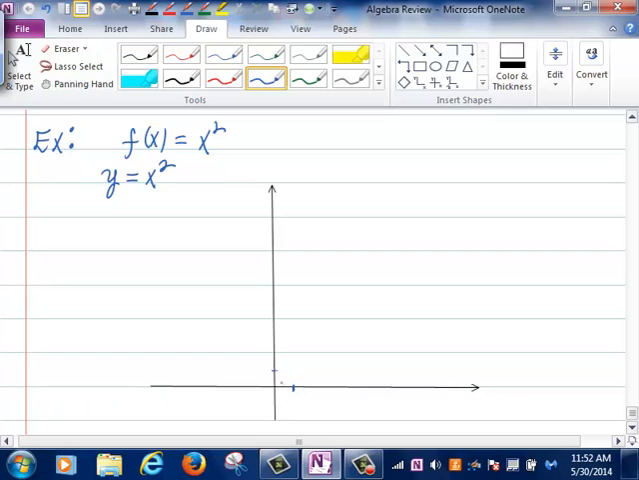When x is 0, y is 0. When x is 1, y is 1. When x is negative 1, y is positive 1 as well, right? When x is 2, this is 1, this is 2. When x is 2, what is y? 4. So where would I get 4? Right here, right? And then when x is negative 2, y would be 4 as well, right? So this height here is 4. And so then I'm going to connect the points in a curve. Okay, so that's the graph. In this case, the domain is all real numbers, so the graph goes on forever, right? Okay, so that's the graph of the function x squared.